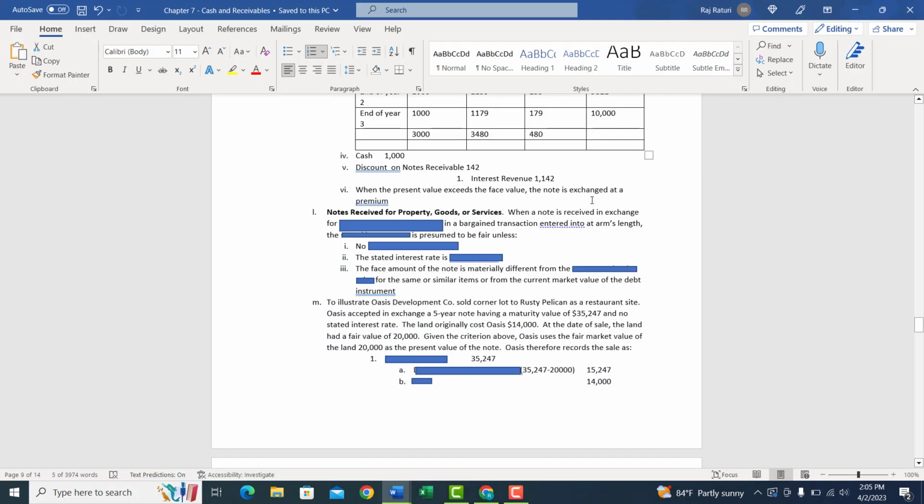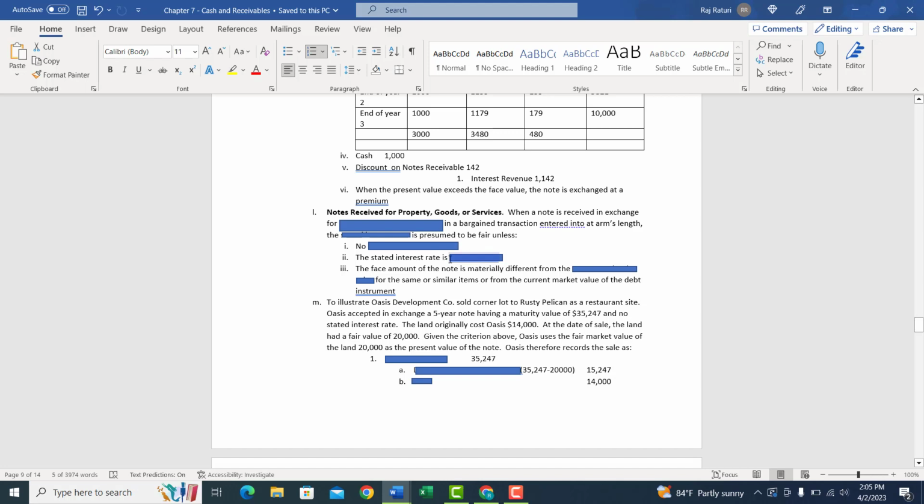Okay, so this is an extension of the notes receivable part of the chapter. And in this section, let's talk about notes received for properties, goods, or services. When a note is received in exchange for properties, goods, or services, in a bargain transaction entered into at arm's length, the cash sales price is presumed to be fair unless there is no stated rate.